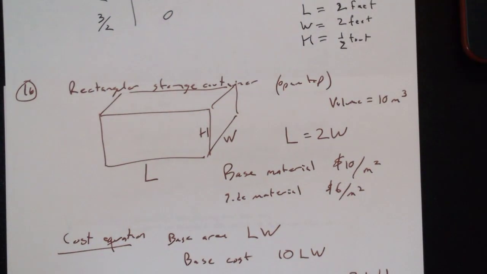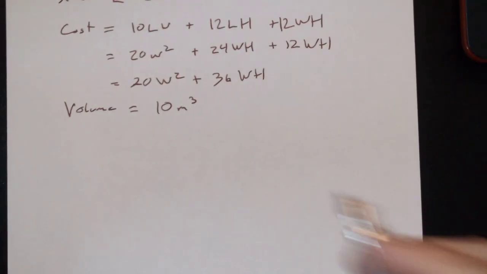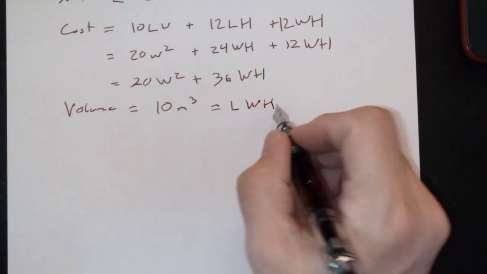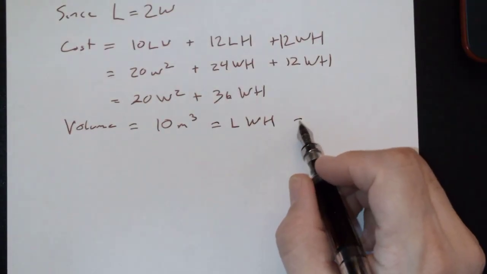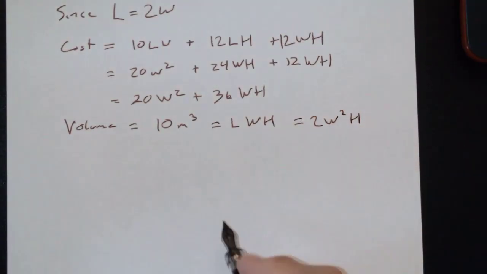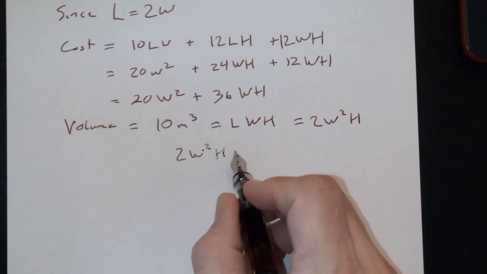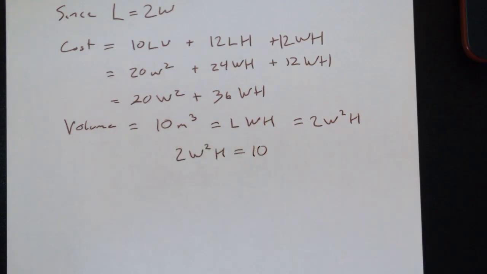Let me go back to my picture for a second. Volume of a box: length times width times height, right? So that 10 cubic meters is equal to LWH. Wait a second, L is 2W. I have an expression. I get rid of the H.